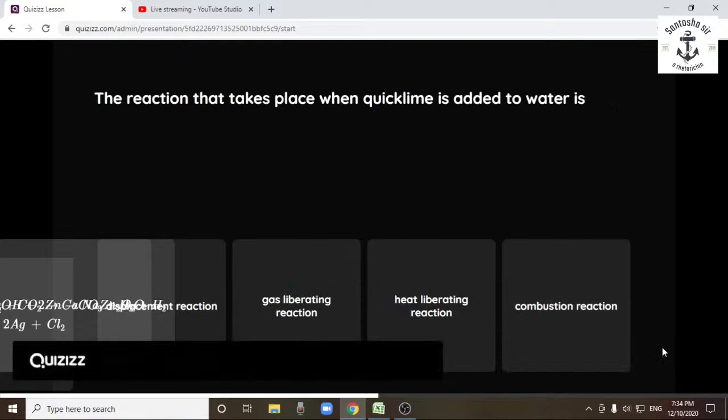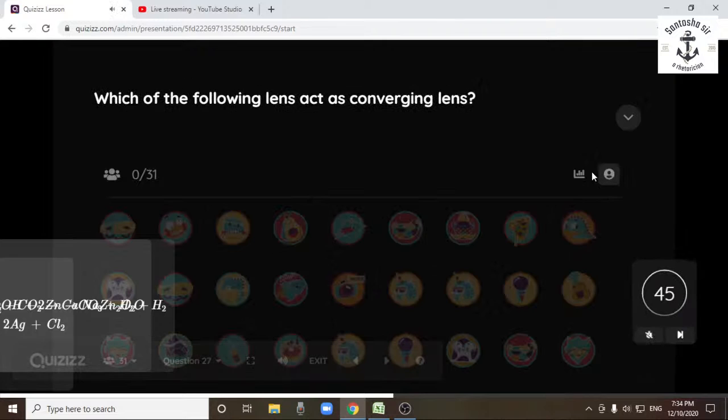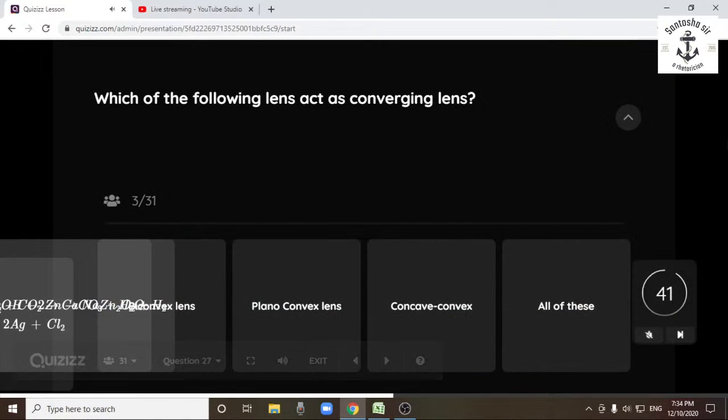Okay, moving on to the next question. Question number 27. Which of the following lens act as converging lens? You have 25 seconds more.